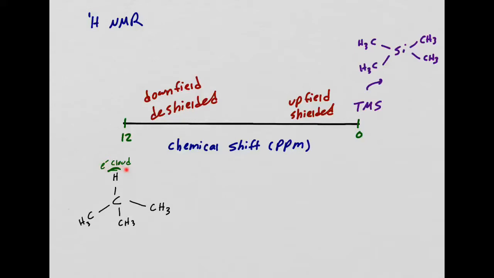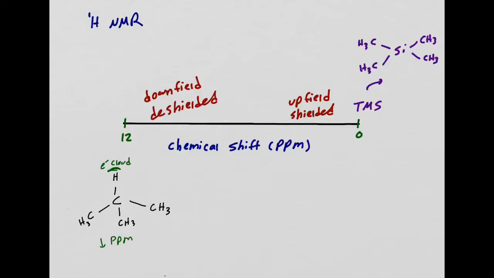So it's kind of shielding the proton. So again, you have an electron cloud around the nucleus. This electron cloud is shielding, is protecting the proton, so it's not going to feel the magnetic field as much. And because it doesn't see the magnetic field as much, it's going to have a lower frequency. You got that good so far? So what that means is it will have a lower ppm.